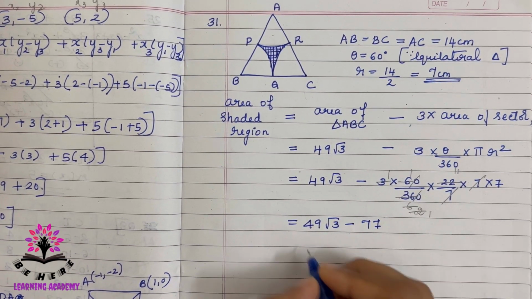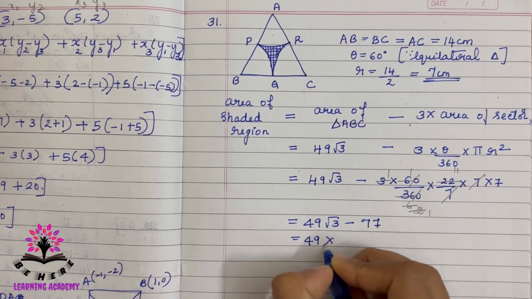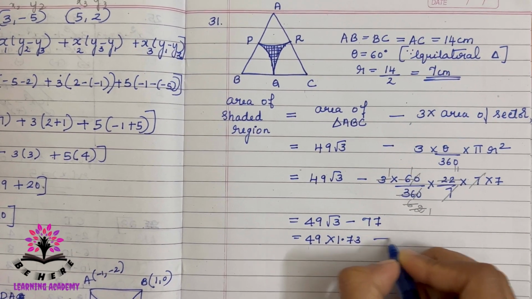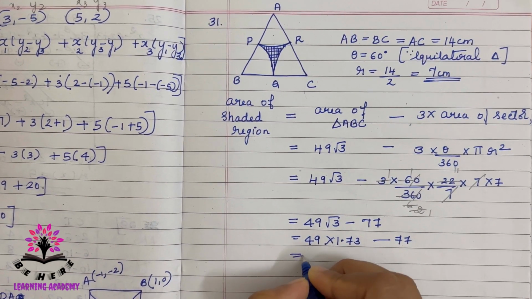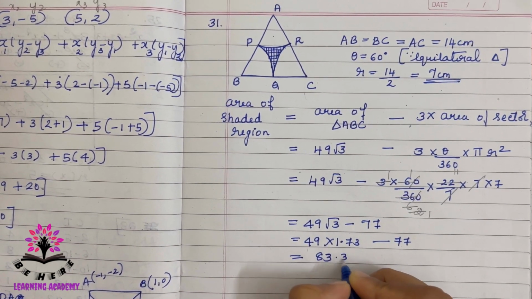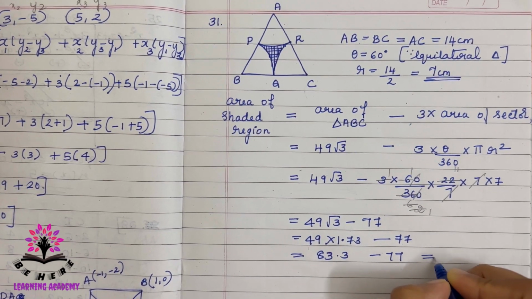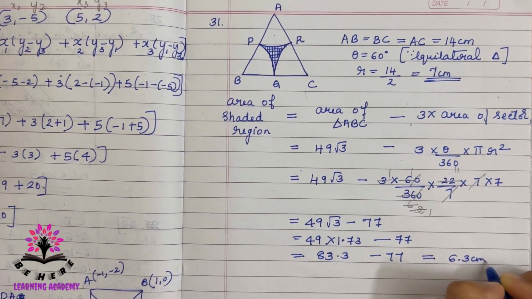So let us substitute the values now. 49 multiplied by 1.73 minus 77. This answer will be 83.3 minus 77, that is equal to 6.3 centimeters square.